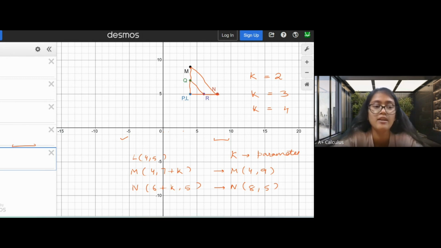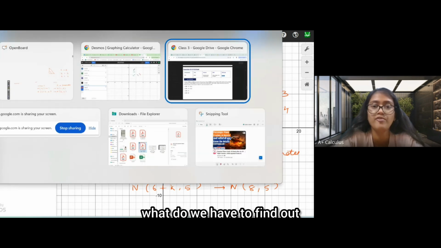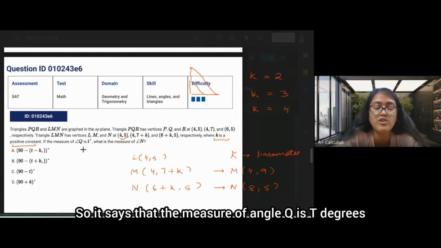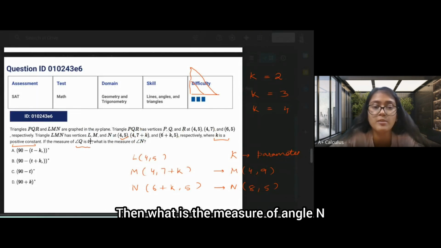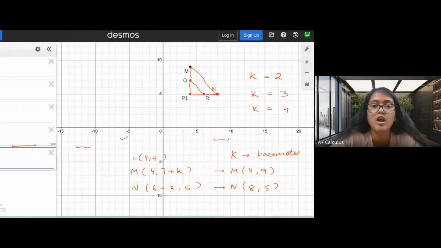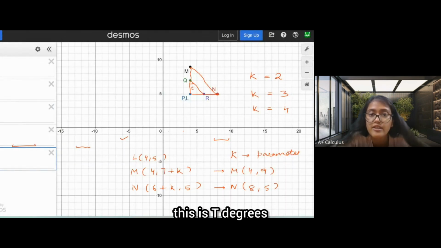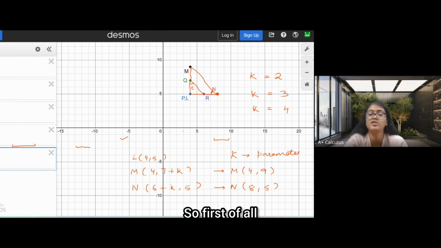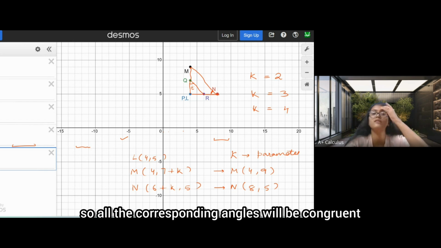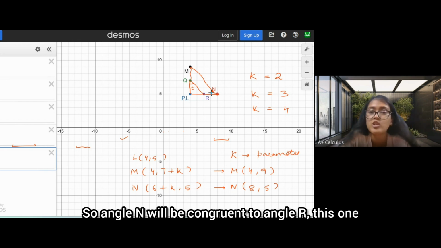Now, what do we have to find out? It says that the measure of angle Q is t degrees. Then what is the measure of angle N? So this is angle Q, this is t degrees. So what is the measure of angle N? This one. So first of all, since these two triangles are similar, all the corresponding angles will be congruent. So angle N will be congruent to angle R, this one.